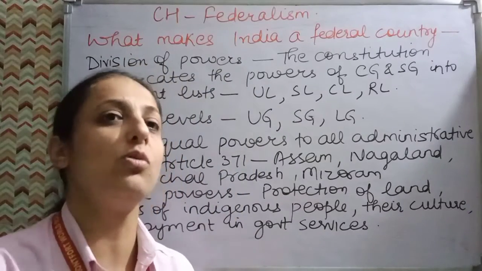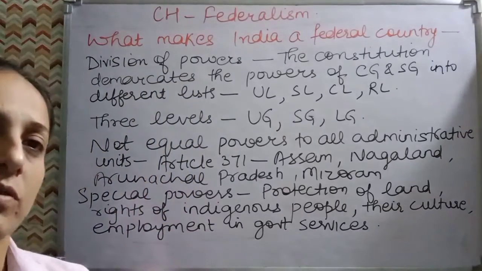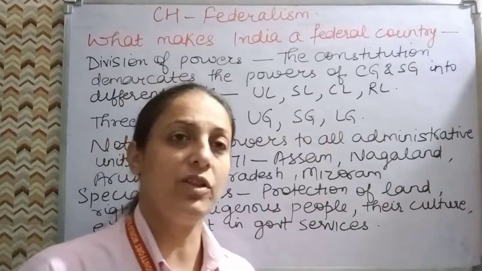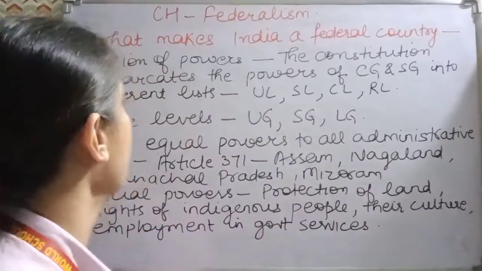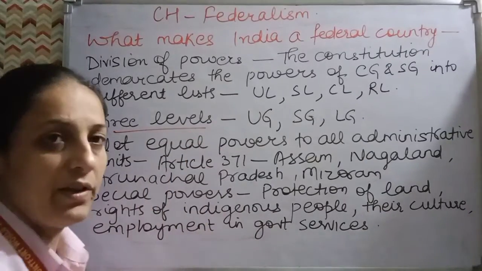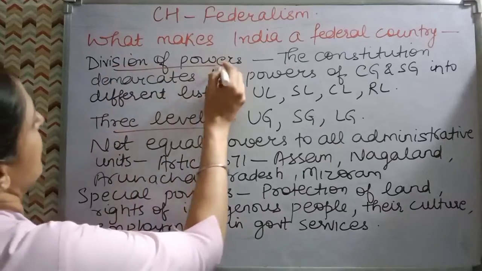When two or more levels of government are there. So obviously we have two or more levels of government. We have three levels of government, that is the union government, the state government, and the local self government. So three levels of government we have, it clearly demarcates. So we are a federal country. Then the division of power is there.